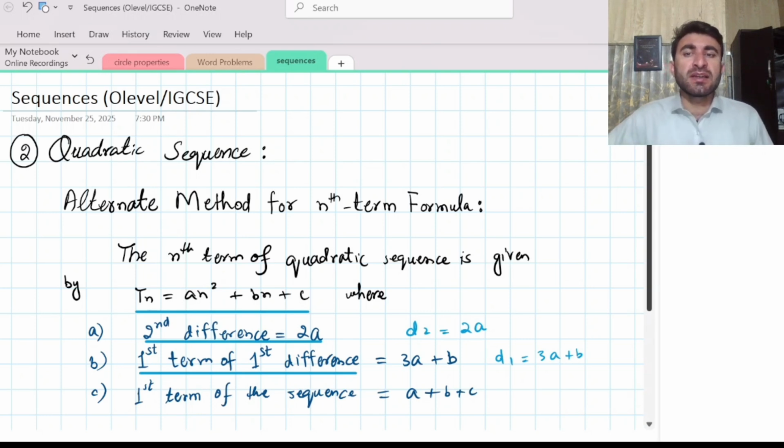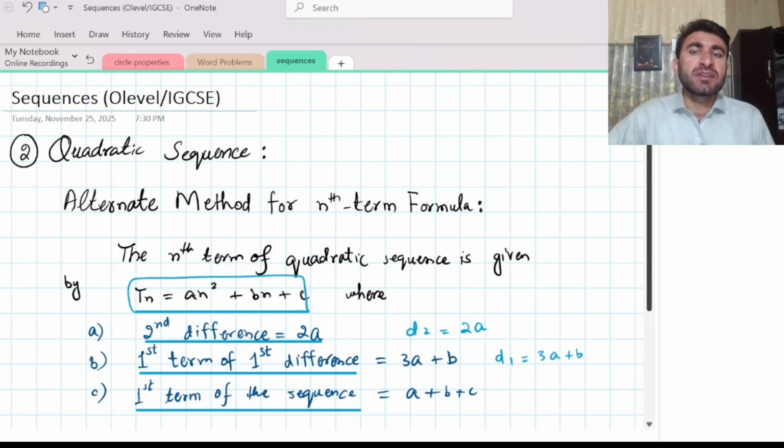And lastly, the first term of the sequence shall equal a plus b plus c, and we will replace the values of a and b from the previous two results, and we will figure out the value of c from here. Then we will replace these three values of a, b and c in the expression we started with. So that will be the nth term formula for the sequence given. So let us understand with the help of an example.